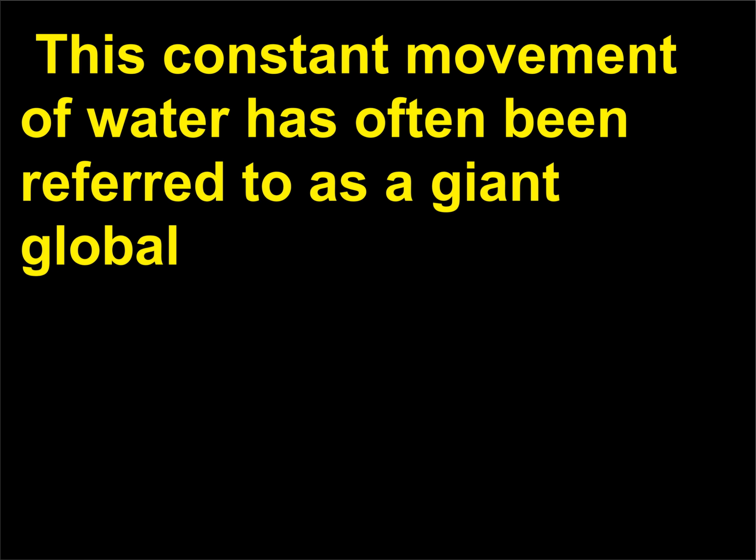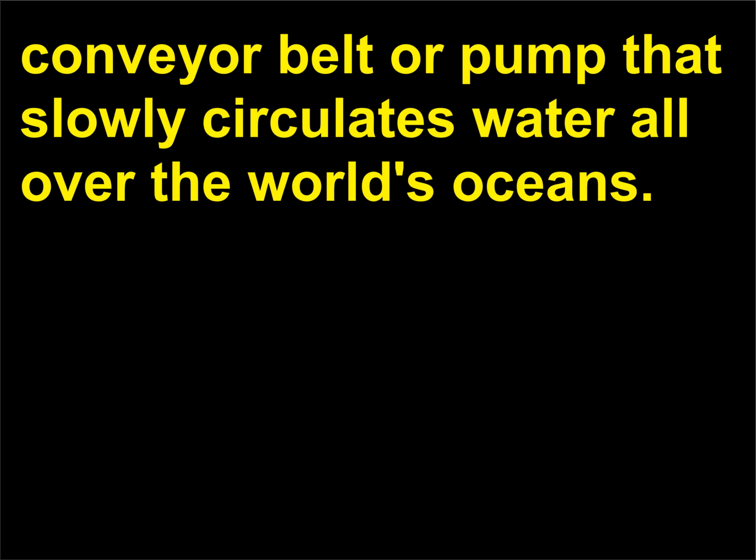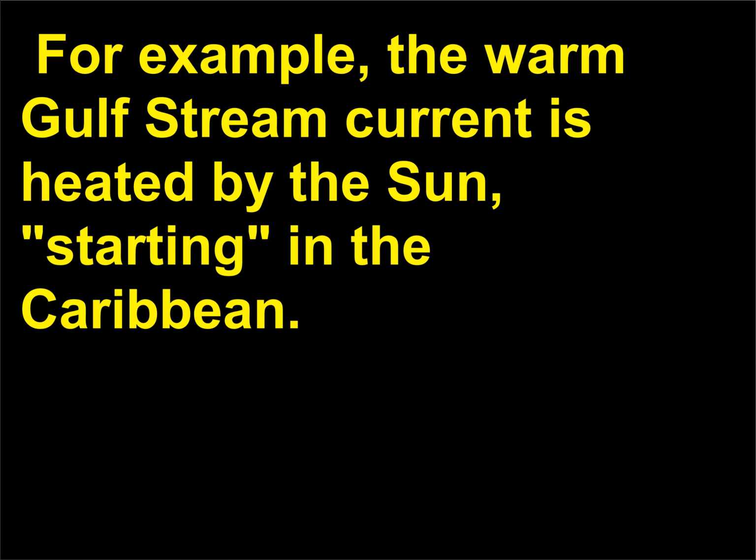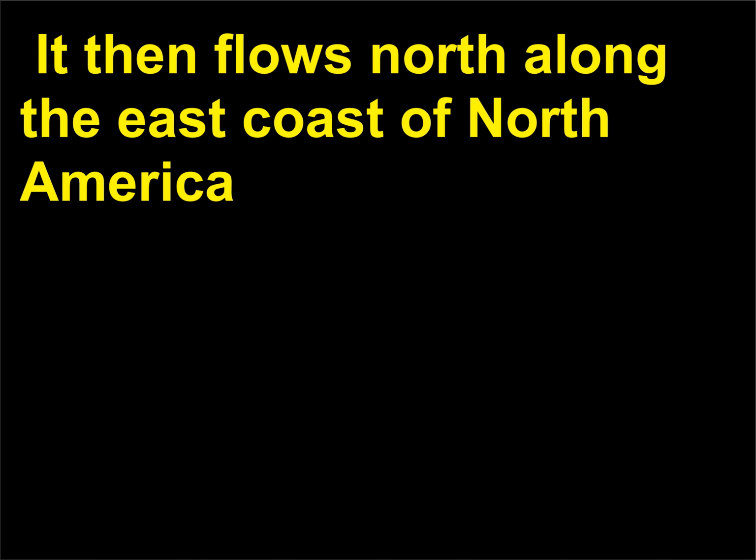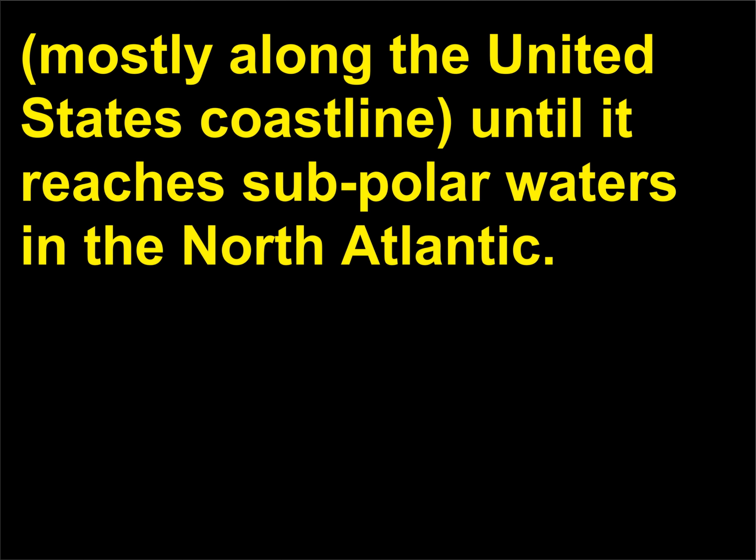This constant movement of water has often been referred to as a giant global conveyor belt or pump that slowly circulates water all over the world's oceans. For example, the warm Gulf Stream current is heated by the sun, starting in the Caribbean. It then flows north along the east coast of North America, mostly along the United States coastline, until it reaches subpolar waters in the North Atlantic.